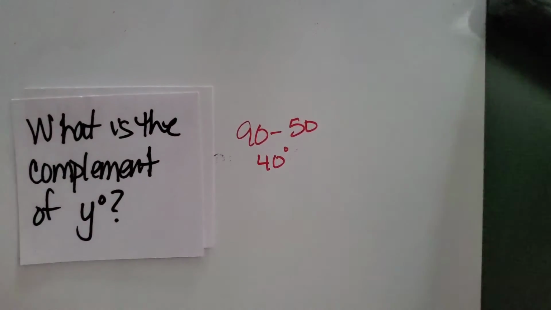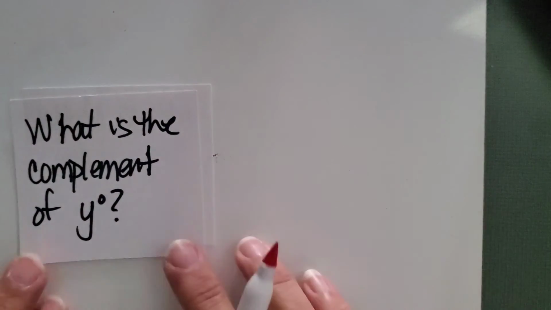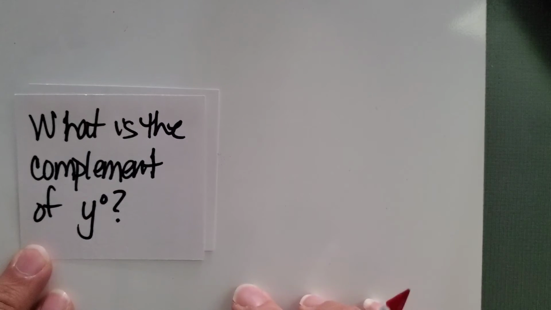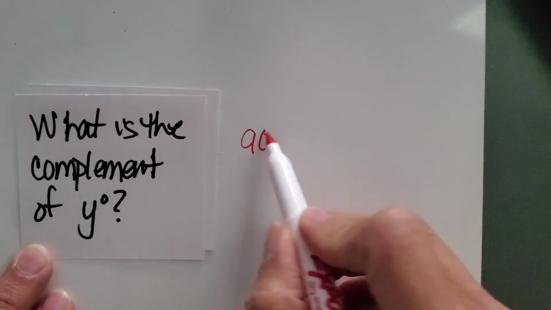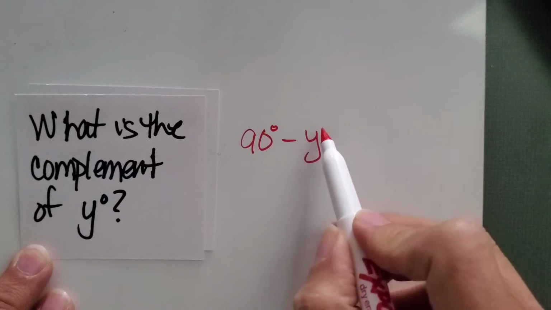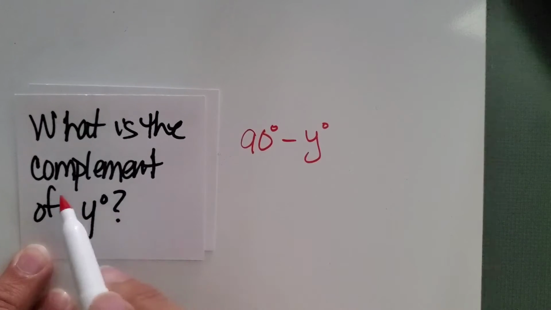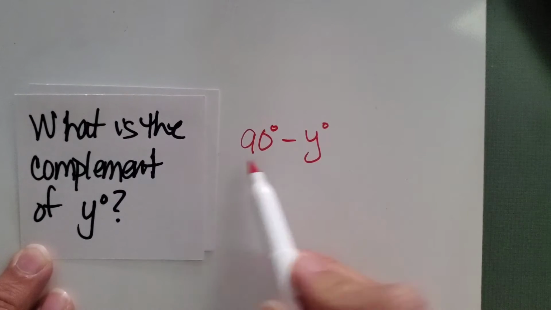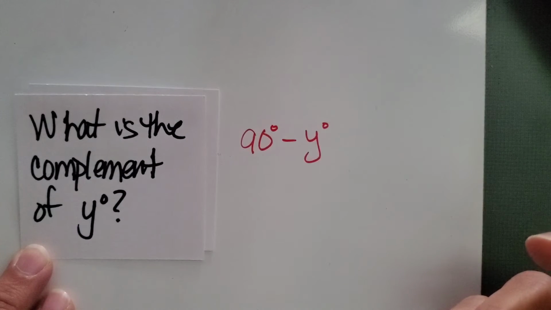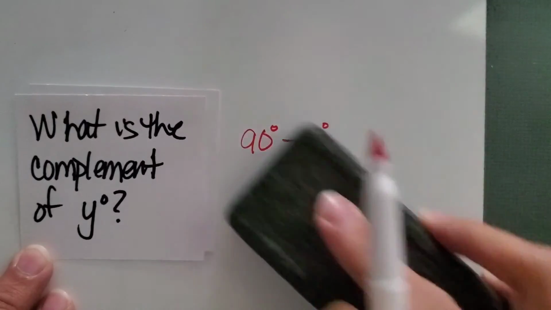Well, what if I switch that and said, what's the complement of y degrees? Well, again, if you know the system, if you know it's 90 degrees minus whatever is there, because complement means 90, then we just say it's 90 minus y degrees. That's actually the complement. A little crazy, but it is.